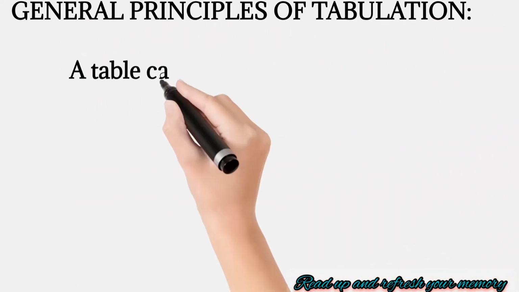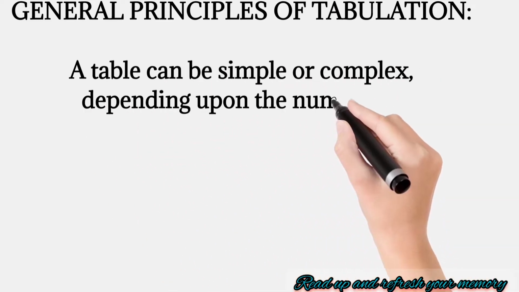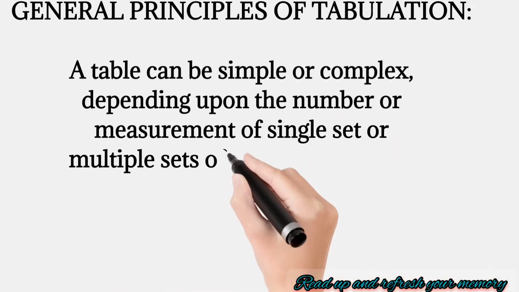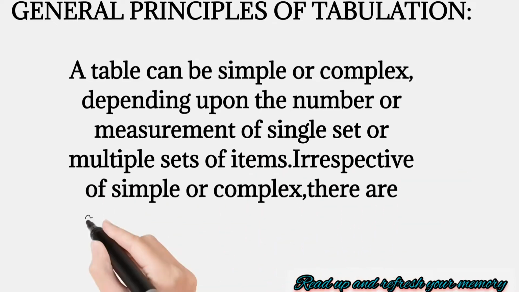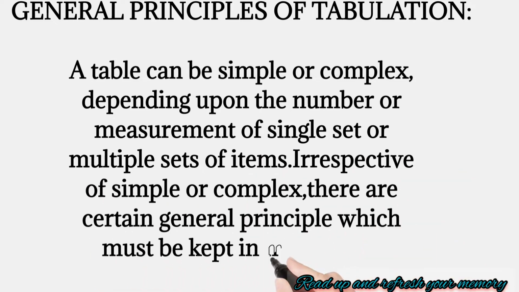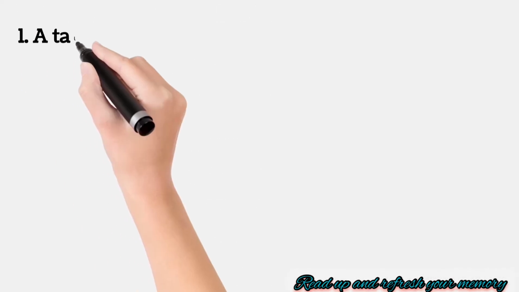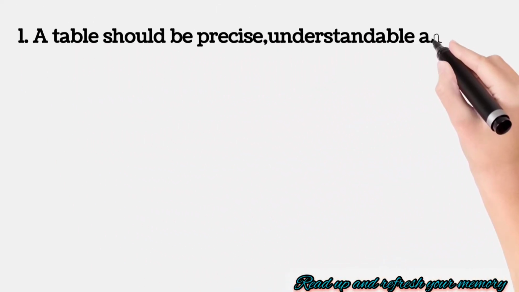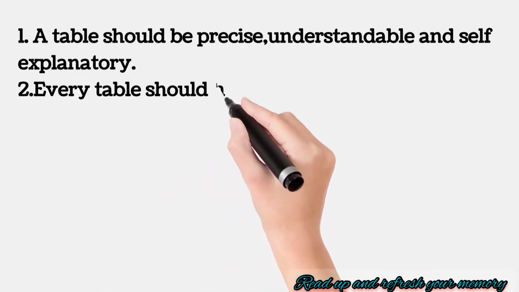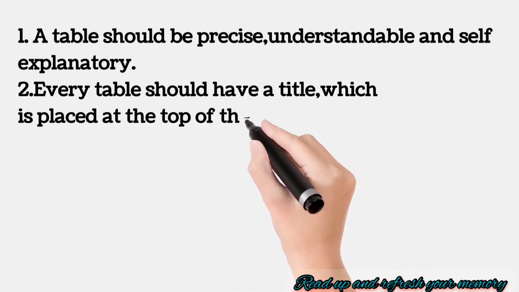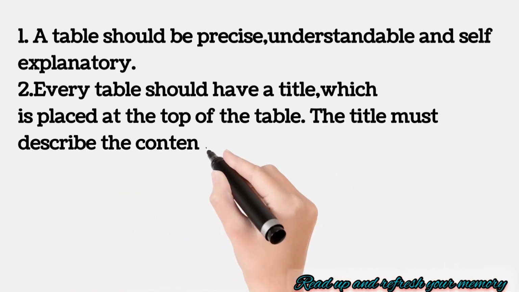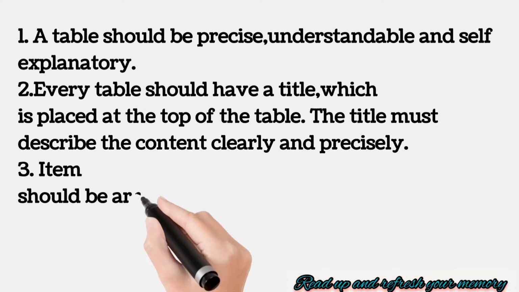See general principles of tabulation. A table can be simple or complex depending upon the number of measurements of a single set or multiple sets of items. So maybe the table may be simple or it may be complex. There are certain general principles that must be kept in mind while designing a table. Let us see one by one. First one, a table should be precise, understandable and self-explanatory. Precise means accurate, and it can be easily understood by everyone and there is no need for explanation.